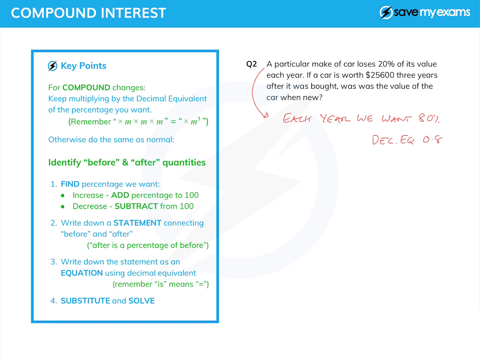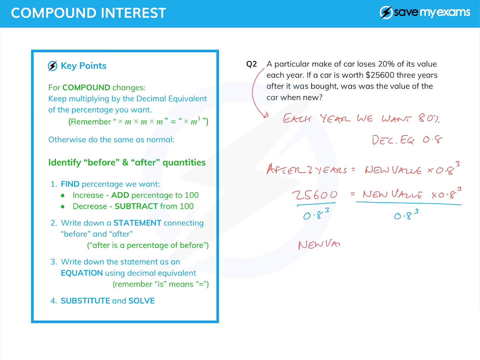And so the value after 3 years is going to be the new value, which we are actually trying to find, times 0.8 times 0.8 times 0.8, which is times 0.8 cubed. So I've got my after and before statement here, and now I just put in the numbers. So I can say 25,600 is equal to the new value times 0.8 cubed, and to find the new value on its own, I just divide both sides by 0.8 cubed. And so the new value will be 25,600 over 0.8 cubed. And if I put that into my calculator, I get a nice round $50,000. And because it's a nice round number, I'm pretty sure I'm right.